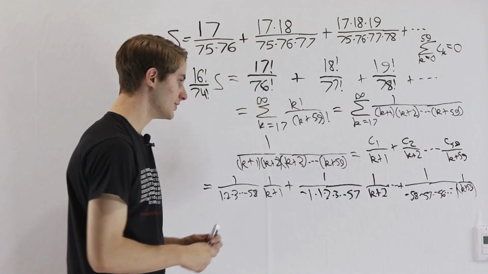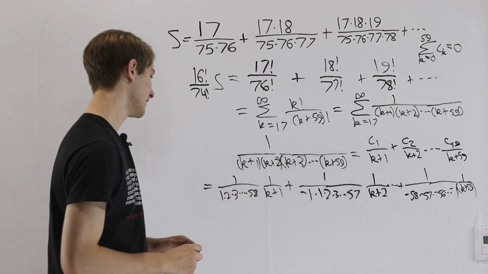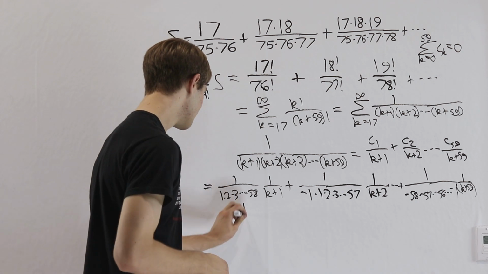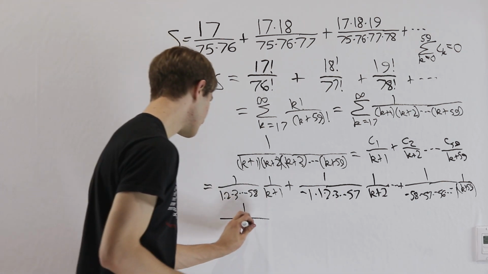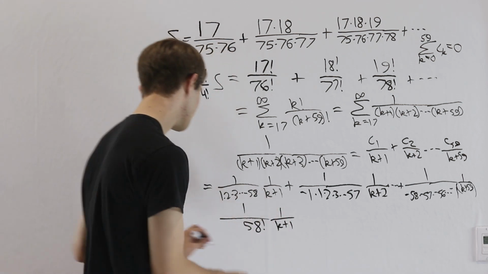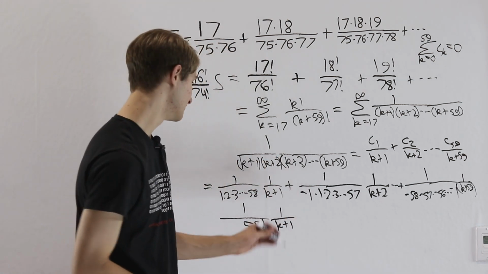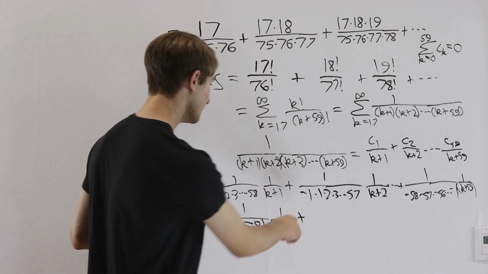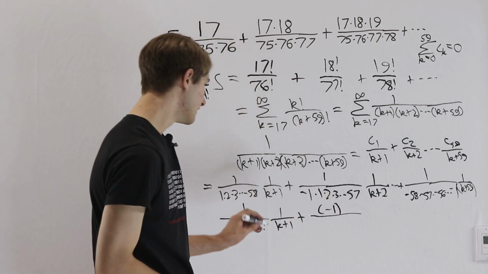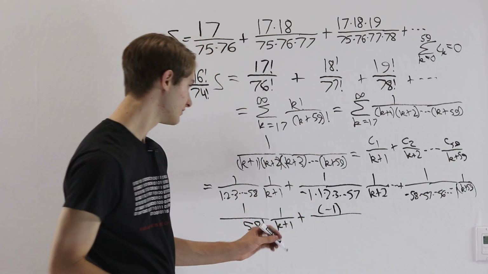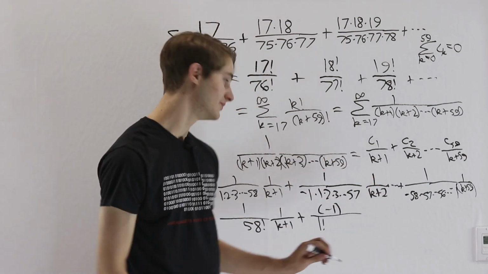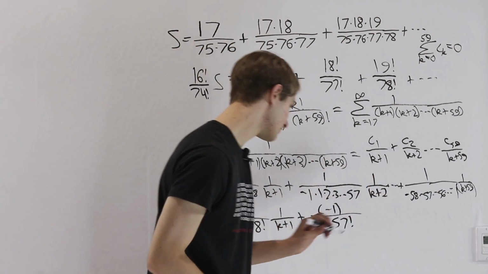So let's see if we can notice a pattern in the constants that we have right here. To start out, for this 1 over k plus 1, we notice that we have a 58 factorial. So we can write that right here, 1 over k plus 1, because we have 1 times 2 times 3 all the way up to 58. Next, on this one, first of all, we have a negative 1. So I'll write the negative 1 on the top here. Then we have just a 1 by itself. That's going to be a 1 factorial. Then we have 1 times 2 times 3 up to 57 is 57 factorial.